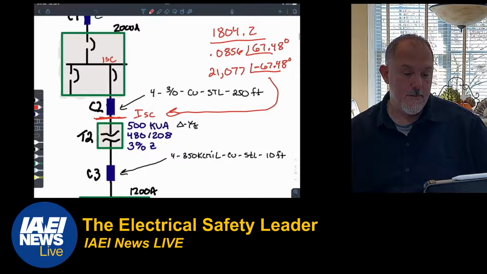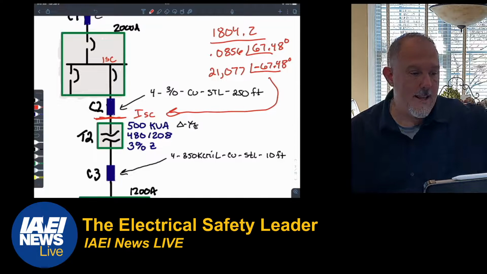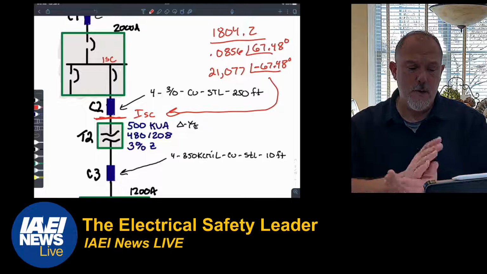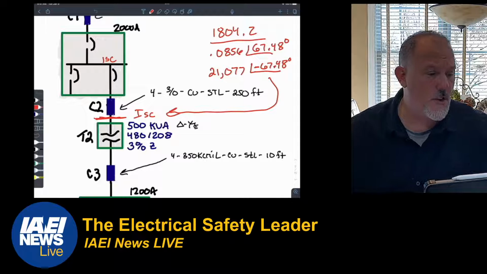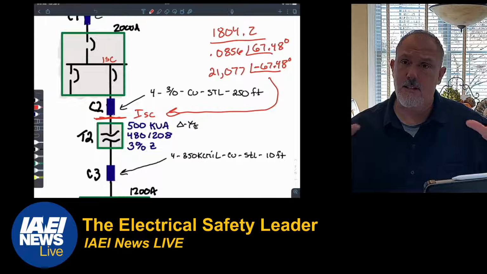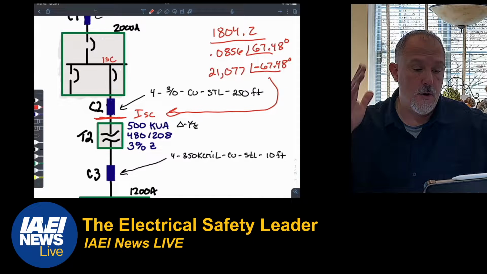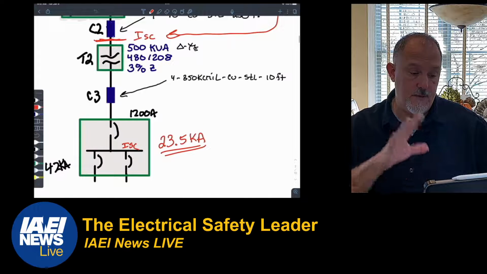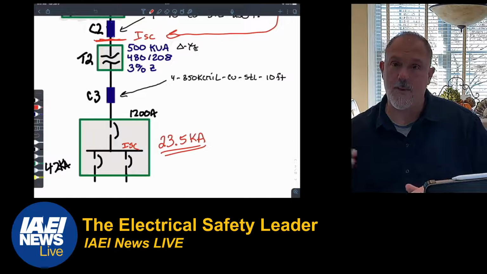Okay, so SKM got us to 21,000 amps. Our hand calculation, 21,077 versus 21,053, those are rounding errors. That's the detail in the math. So with the transformer involved, on the secondary of the transformer, I got 23.5.